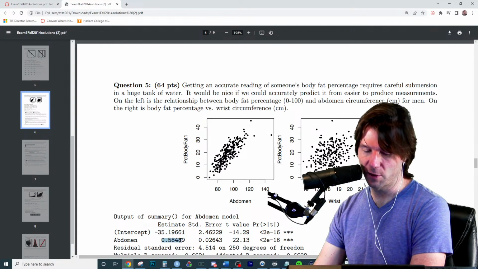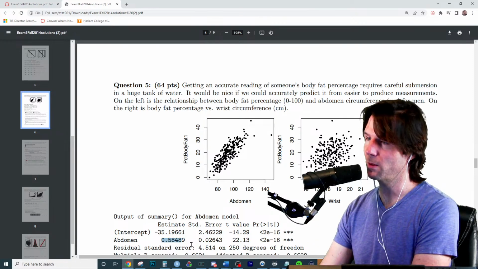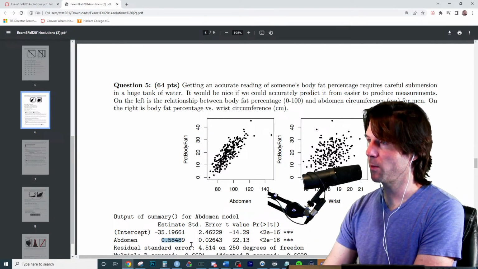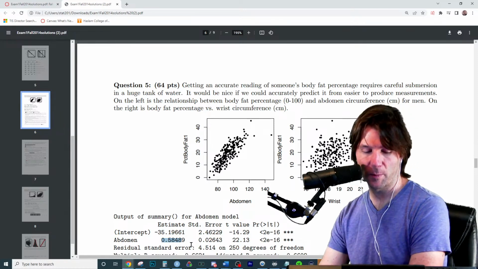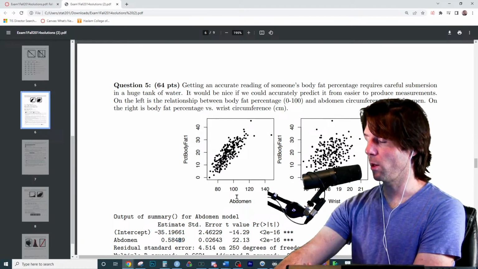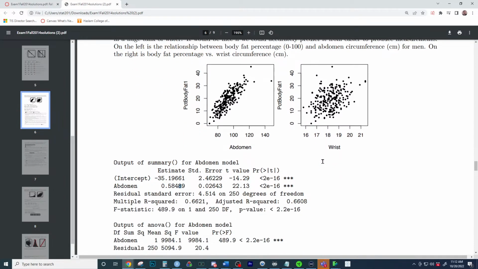The coefficient of the slope would be: 2 people who differ in their abdomen measurement by 1 unit of abdomen measurement. Is it in centimeters? It is in centimeters. 2 people who differ in their abdomen measurement by 1 centimeter are expected to differ in their body fat by 0.58% body fat, with the person who has a larger abdomen measurement expected to have more body fat. We could do the same for wrists.